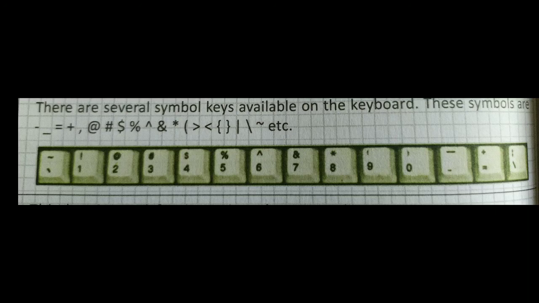Next one, the home key. This key is used to move the cursor to the beginning of the line or the screen, depending on the software being used. Suppose your cursor is present in the middle of a line, and when you press the home key, the cursor comes to the start of that specific line. Next one is the end key. It is opposite to the home key. When you press the end key, the cursor goes to the end of the line.